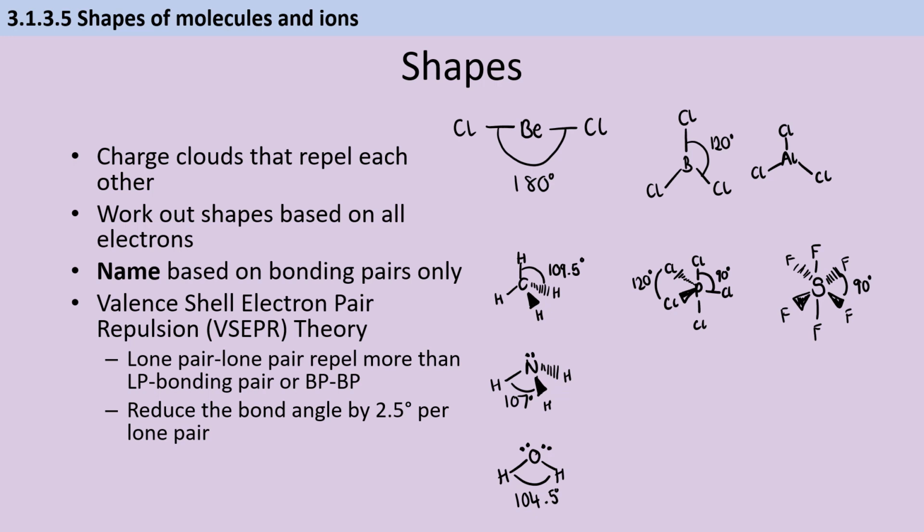And then we also have our bent or nonlinear molecule like water, which has 2 lone pairs, so we remove 2 sets of 2.5 degrees to have a bond angle of 104.5. And the reason for that is because the lone pairs of electrons are going to repel each other more than the bonding pairs of electrons.